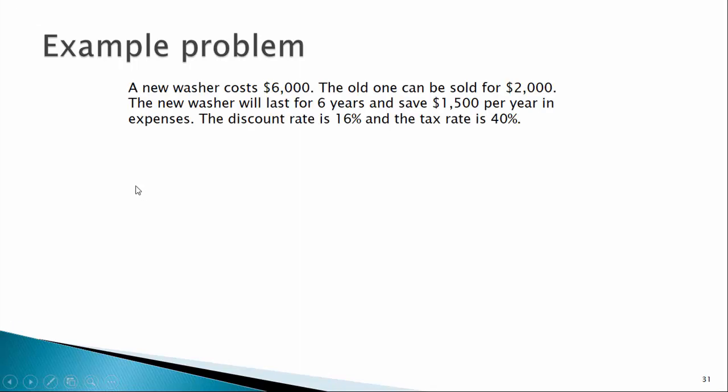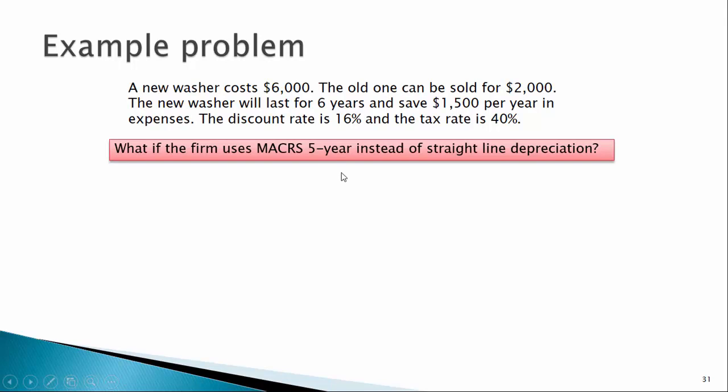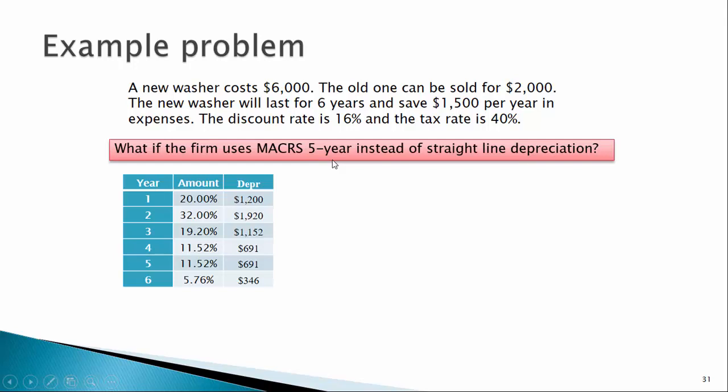Okay, so we did this problem last time with straight line depreciation. What we're going to do now is use the MACRS 5-year schedule to depreciate it. This doesn't really change anything except the depreciation every year. So we use these numbers, as I said, to calculate the depreciation each year. I've done the calculation for you here, but we're just taking this percentage times the original cost.